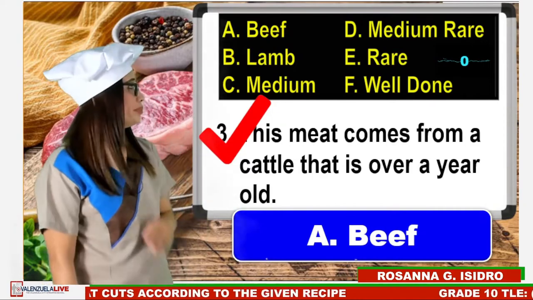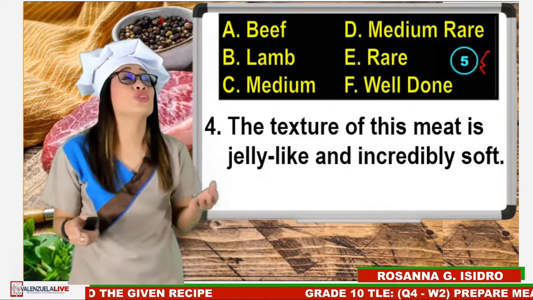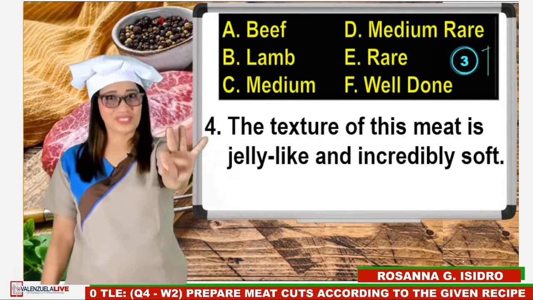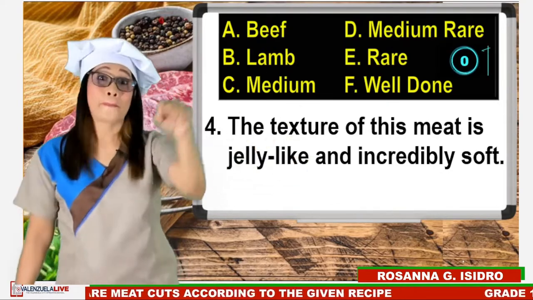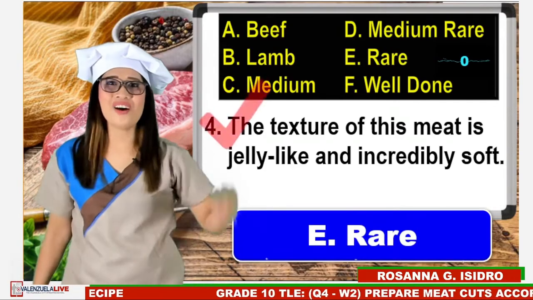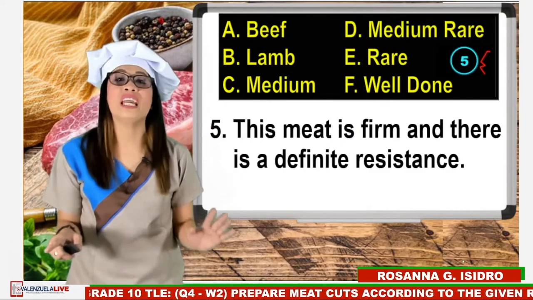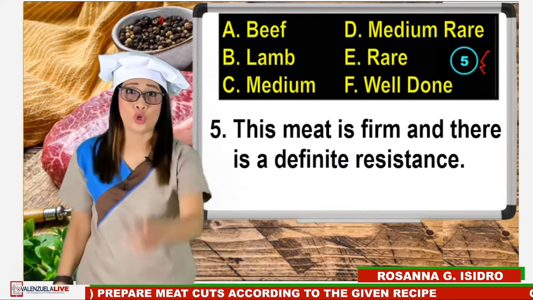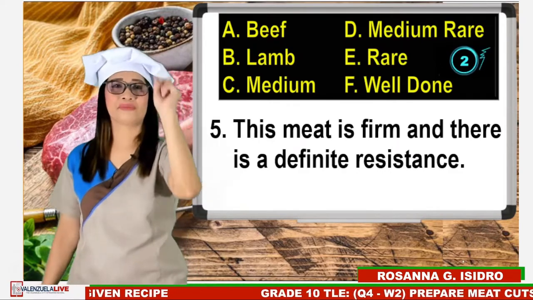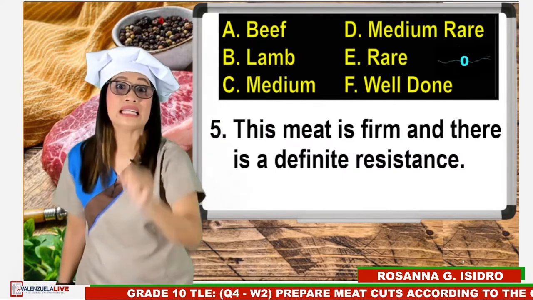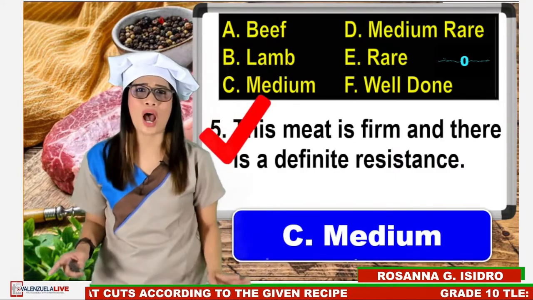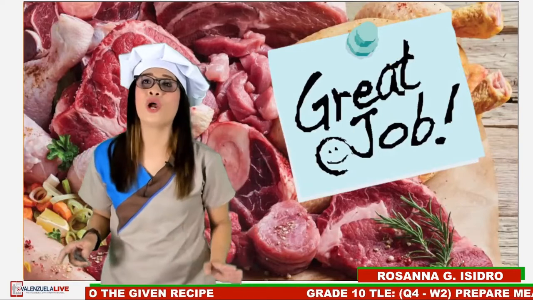Let's have number four. The texture of this meat is jelly-like and incredibly soft. Your time starts now. Alright, if your answer is letter E, rare, you are amazing. Last number five. This meat is firm and there is a definite resistance. Your time starts now. Time is up. If your answer for number five is letter C, medium, you did an incredible job. That was so amazing. Great job.